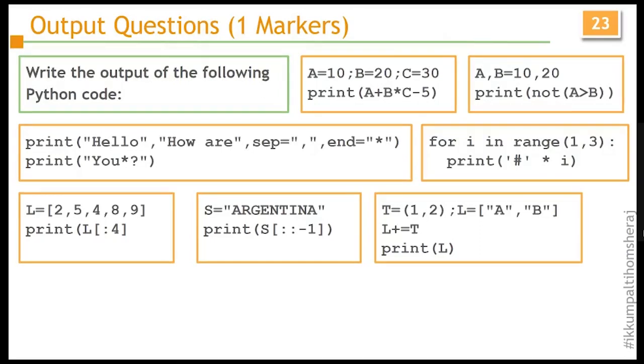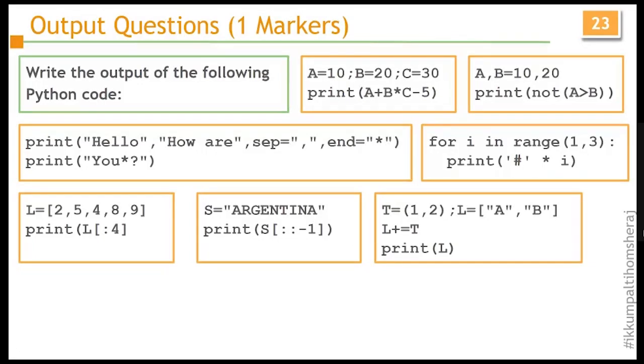The next one is based on the SCP and END concept. The fourth one is simply a for loop where only 2 lines are displayed. So half mark each. If they write the first line right, they get half a mark, and if they write the second line also correct, they get another half mark. Then we can have a simple code slicing where before 4 everything, that is 2, 5, 4, 8, will be displayed. And the reverse of a string will be a very good example for a one-marker question.